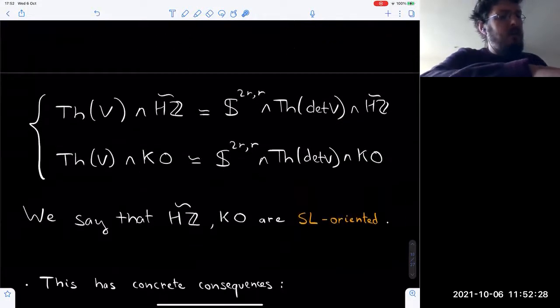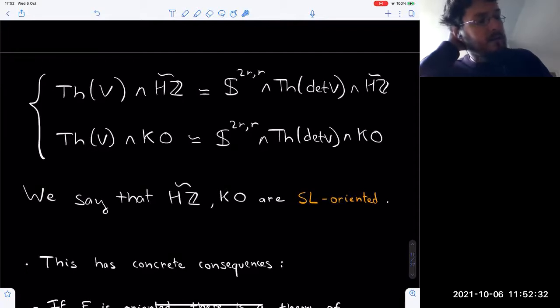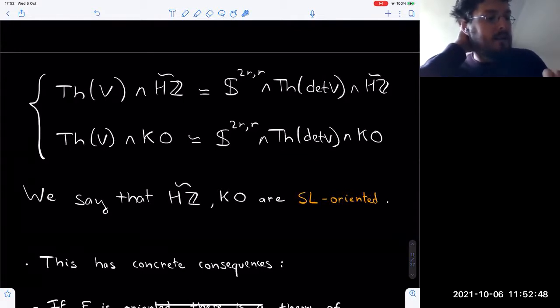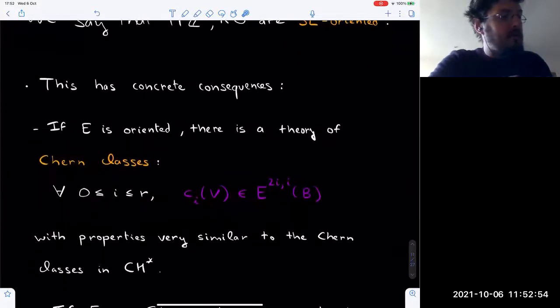And for HZ tilde and KO, something very similar happens, except that you still have the Thom space of the determinant bundle, which survives this process, and which is not trivial. And because it only depends on the determinant, we say that HZ tilde and KO are SL-oriented. So it's kind of an abstract phenomenon maybe, but this has concrete consequences.